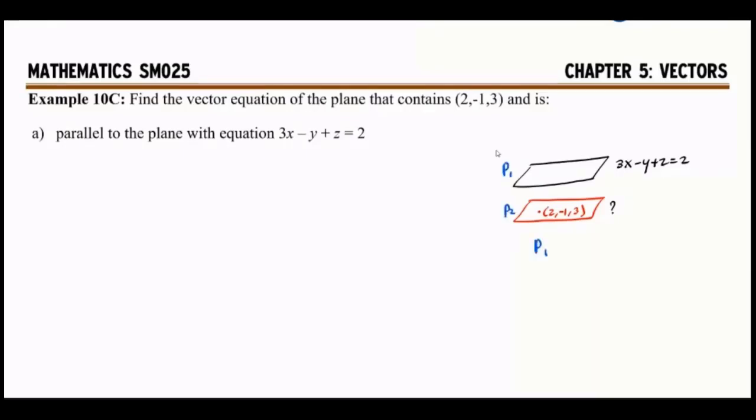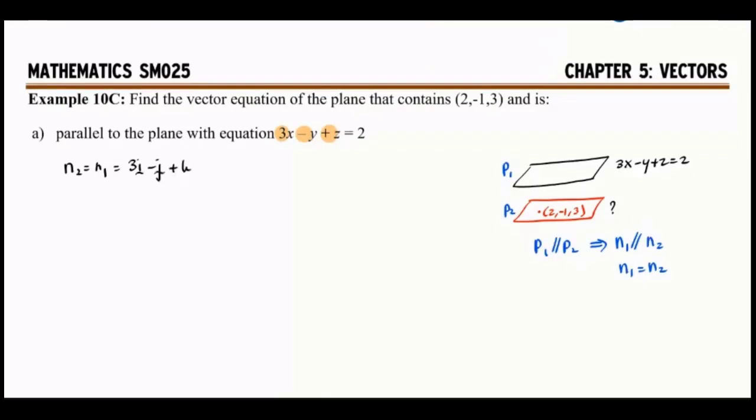So since P1 is parallel to P2, we can have N1 parallel to N2, so we can use N1 equal to N2. Okay, so for N, A is already given. How to find the N? N2 will be equal to N1, so we take the coefficients here. So we are going to have 3i minus j plus k.